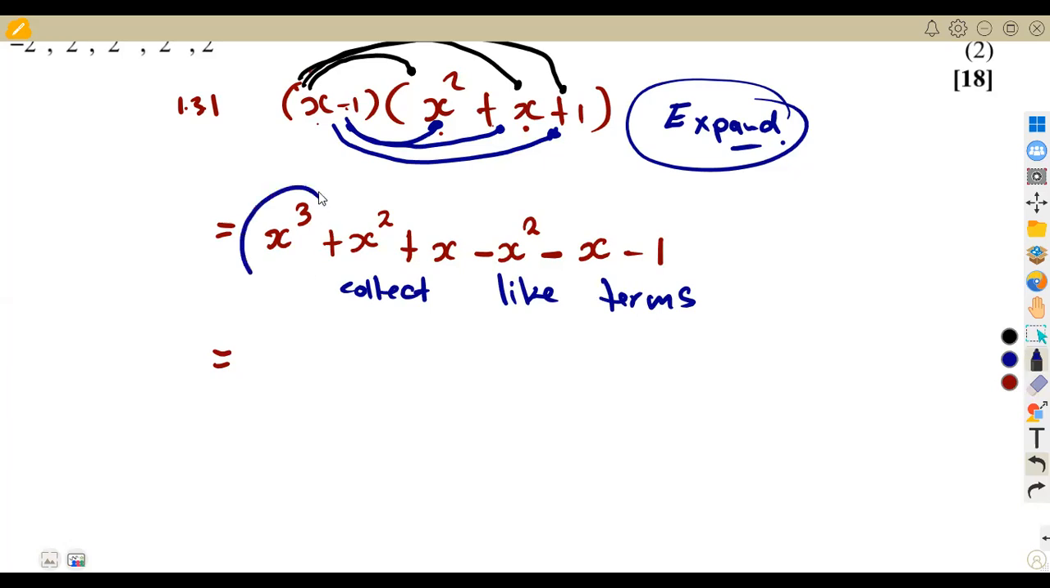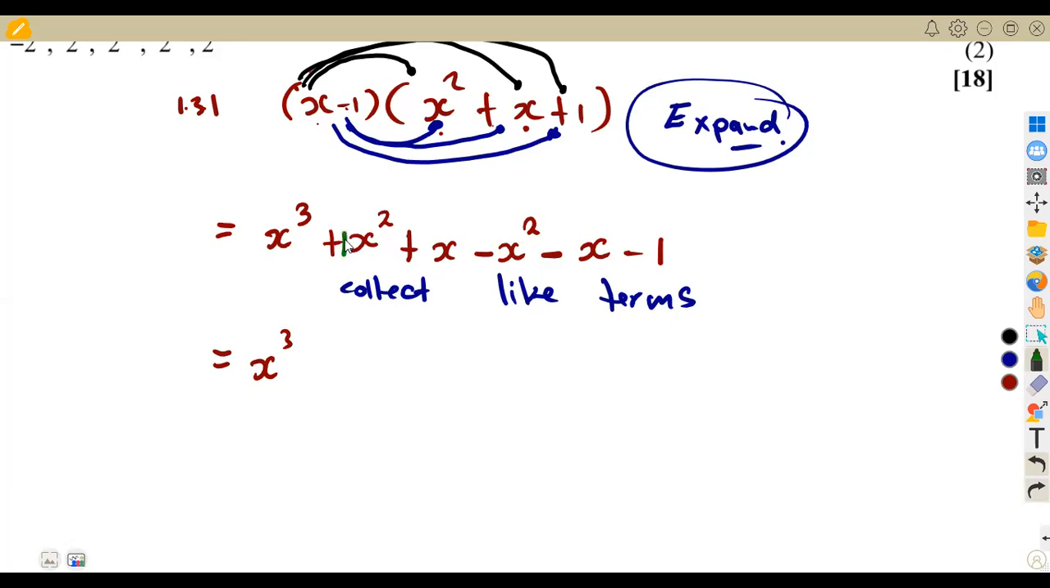So considering x to the exponent of 3, we do not have any other x to the exponent of 3. So that means it is just going to be written as it is. But we have x squared here to the exponent of 2. To the exponent of 2, they are the same. So those are like terms. So you are going to subtract.